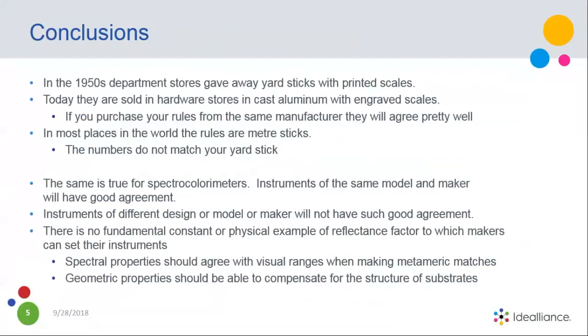Geometric properties should be able to compensate for the structures of the substrate. It was absolutely right. Substrates have a huge effect because our geometries are so sensitive to it. Our eyes aren't that sensitive. We can get beyond that. There are ways to compensate for those. We need to be taking those into account. All right, so that's my soapbox for today. Why do we have a problem? Because we don't have any fundamental constants.